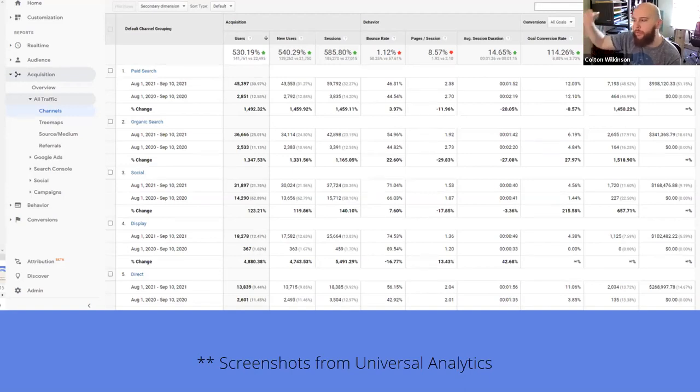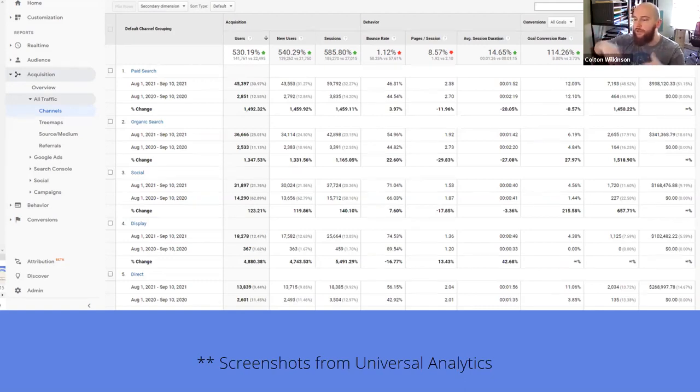Average pages per session dropped about 8.5%. But again, we're in that sweet spot at 1.92 pages per session. So we want to be between 1 and 2. And then average session duration climbed a bit from last year. So now we're at 1 minute and almost a half for this year. So again, in that sweet spot between 1 and 2 minutes.